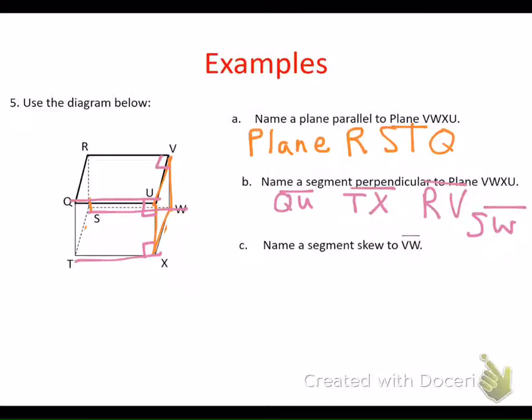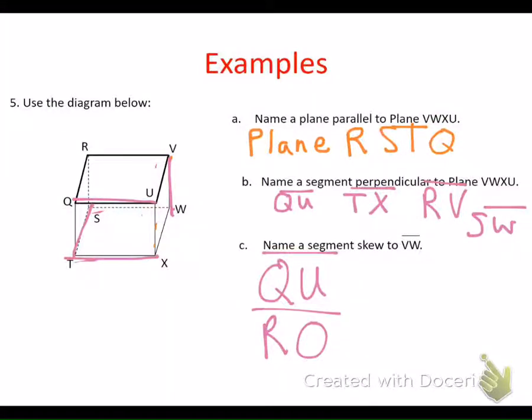Name a segment skew to VW. What would be skew to VW? It's never going to touch it, and it's not on the same plane. TX. TQ is technically parallel, so I wouldn't use that one. RQ. Okay, so any of those. Good job. You guys did awesome with that.